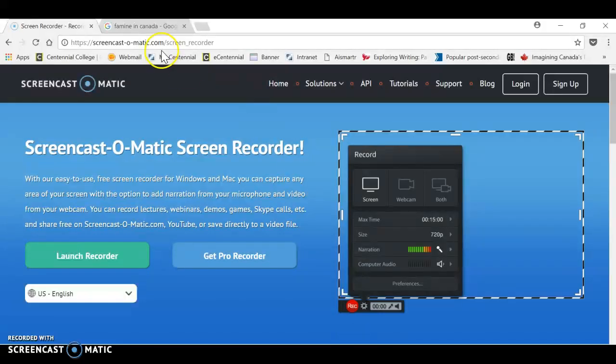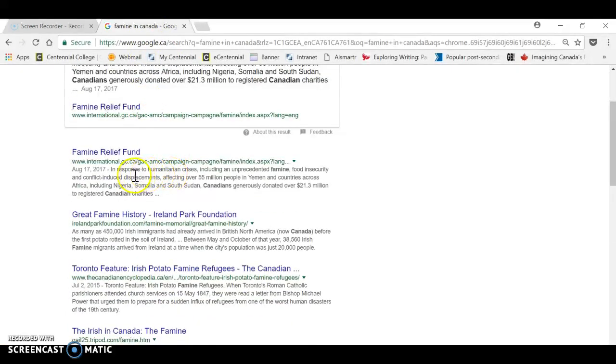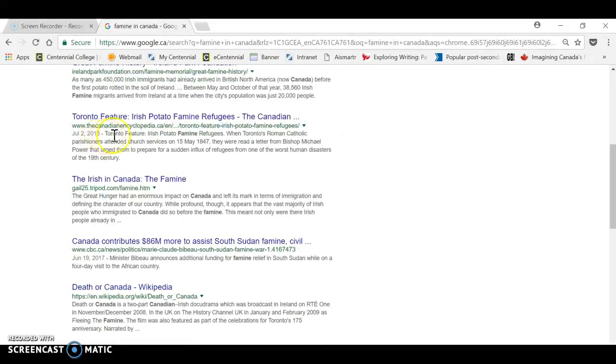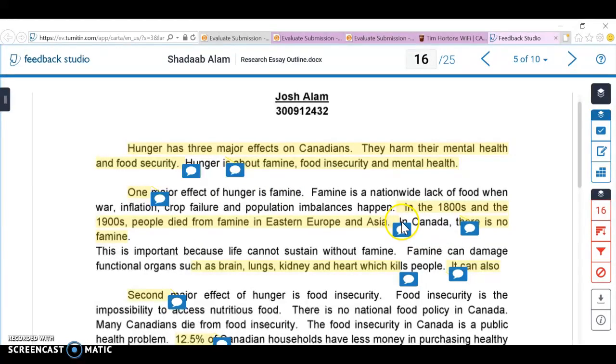So I'm just going to show you over here. I googled famine in Canada just to show you generally. There are some articles here that talk about how Canada supports famine. So Canada might not be seeing famine, but supports solving famine in other countries. And then it also talks about history, for example, the Irish potato famine. This is just one example of the way famine has affected Canada in the past. So I do suggest that you look at some of these sources because they might help you explain how famine is connected to Canada.